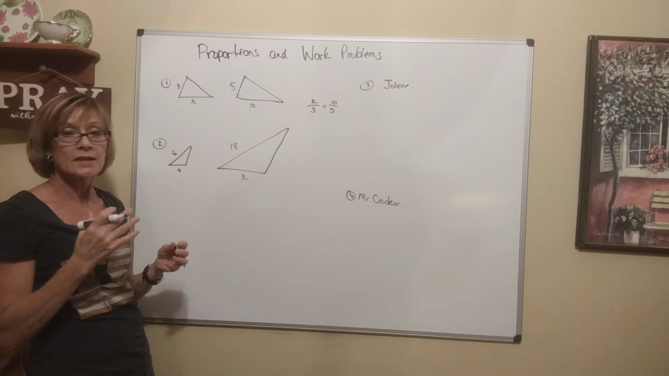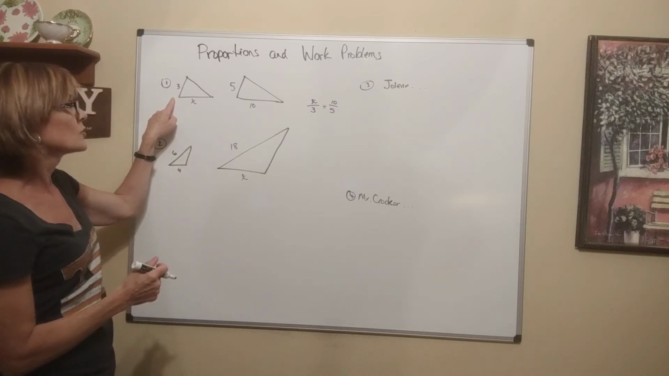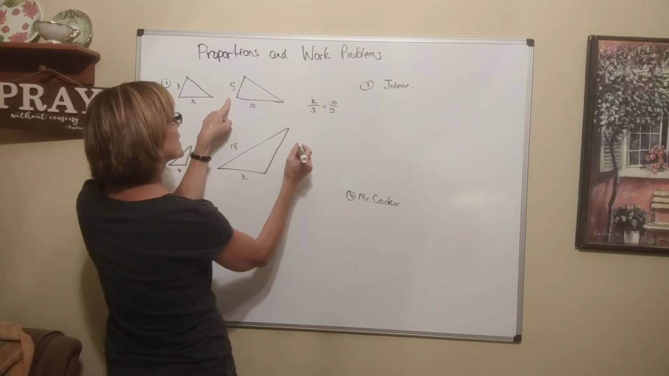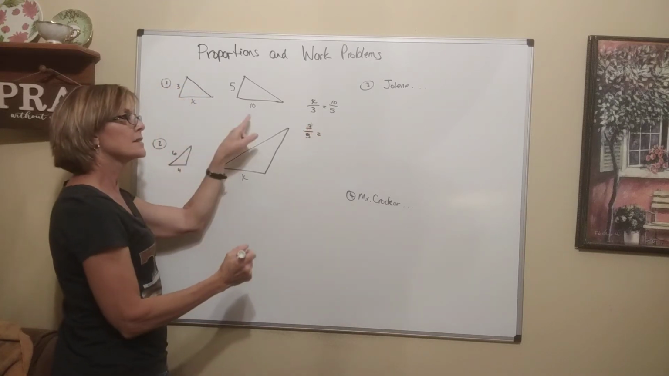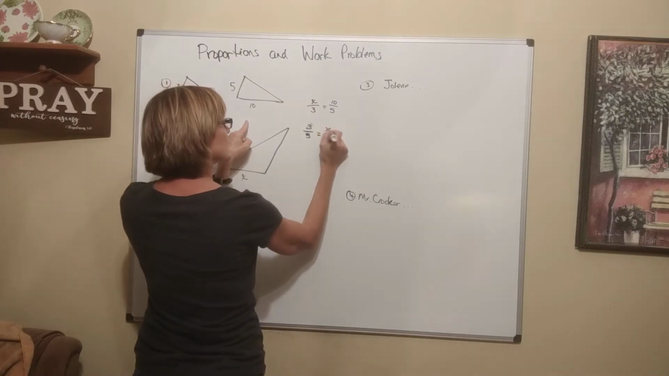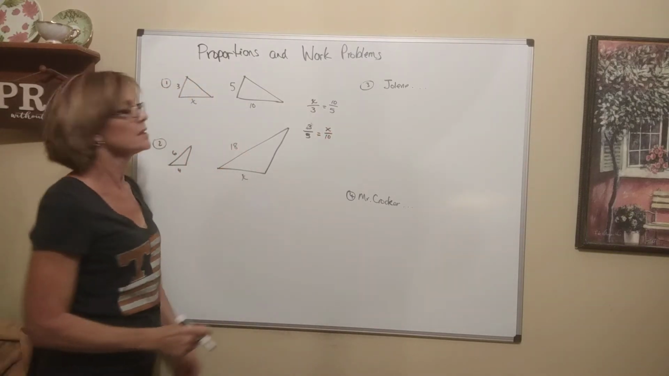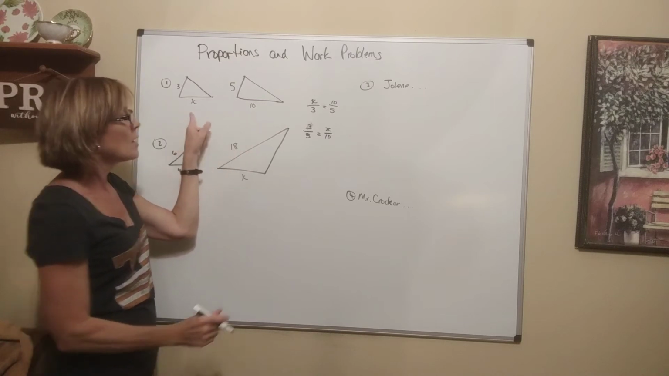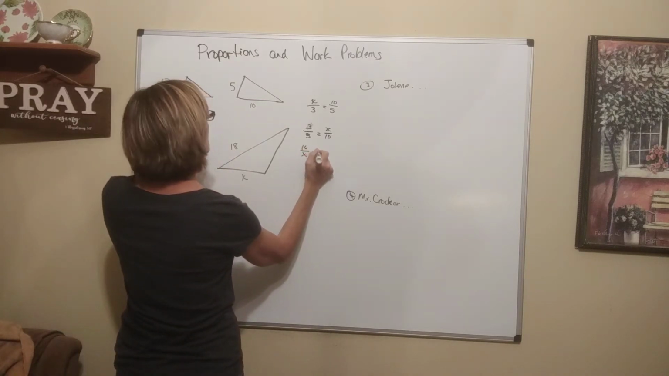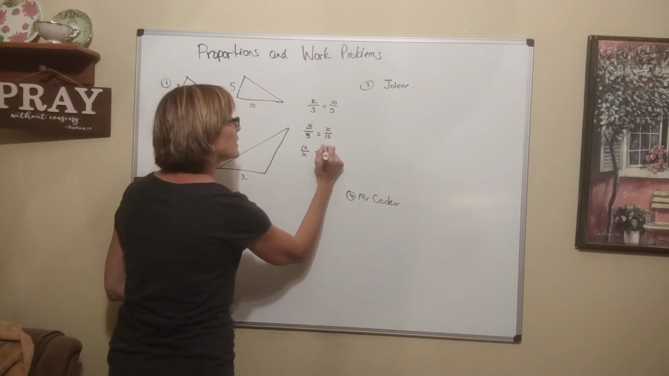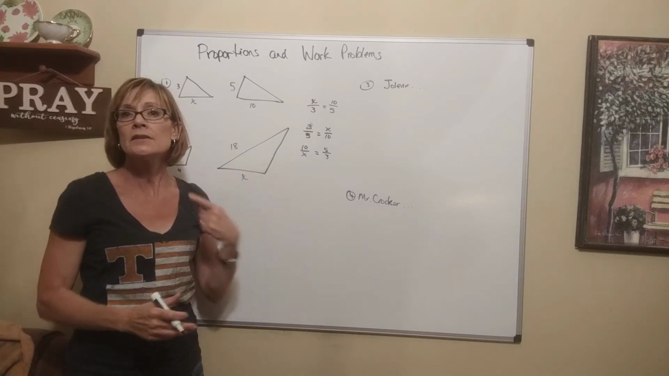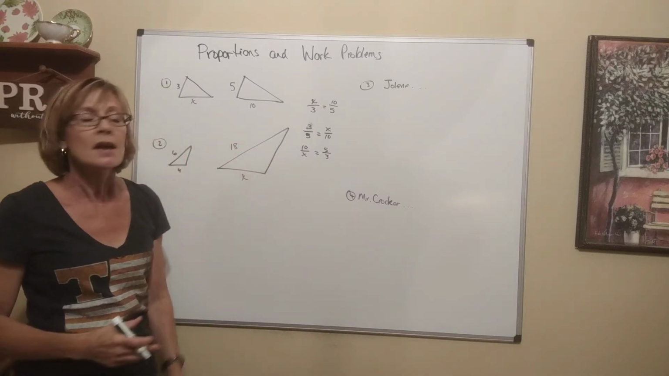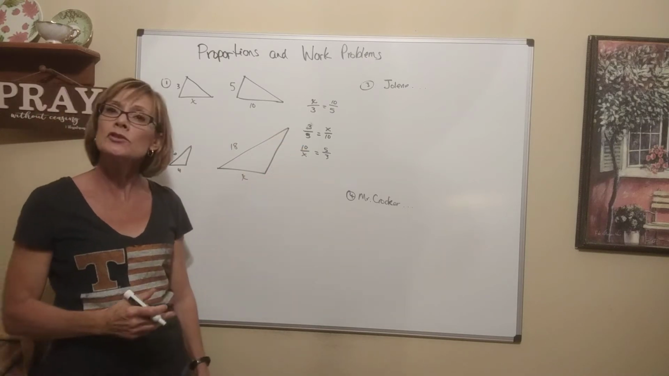Or we could do it this way. We could say 3, small triangle, is to 5, the corresponding side of the big triangle, as x is to 10, as small is to big. Or we could say big is to small, 10 is to x, as big is to small, 5 is to 3. So all of these are correct. Any one of those would suffice to solve for x. These are all good proportions, so there's a lot of good choices you can make.